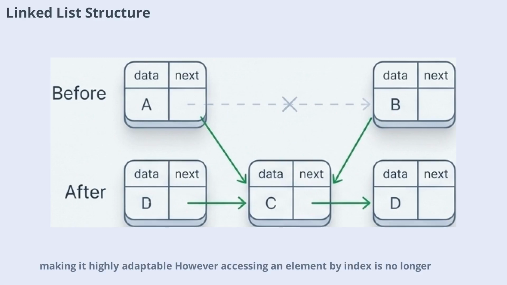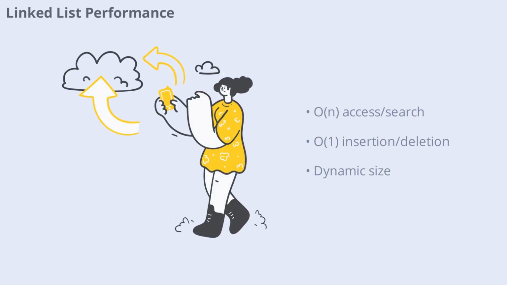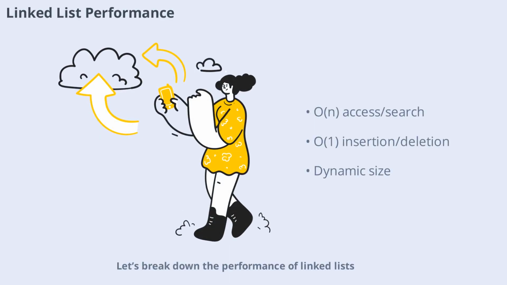However, accessing an element by index is no longer instant. You must traverse the list from the head, which takes O(n) time. This trade-off is important to consider when choosing the right data structure for your needs. Let's break down the performance of linked lists. Access and search operations are O(n), since you may need to traverse the entire list to find a value.